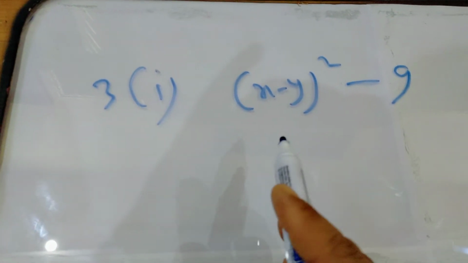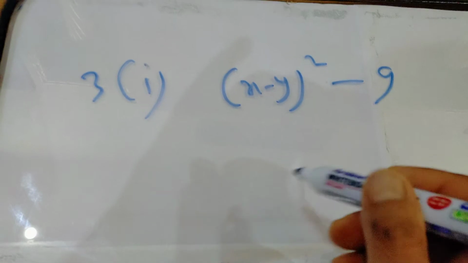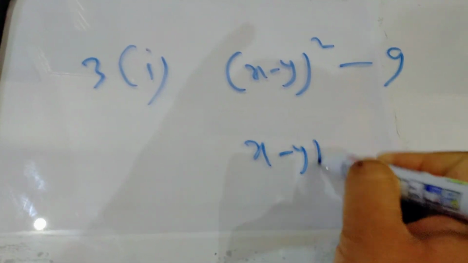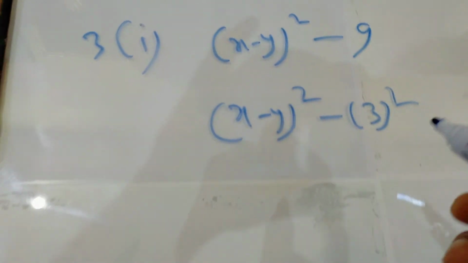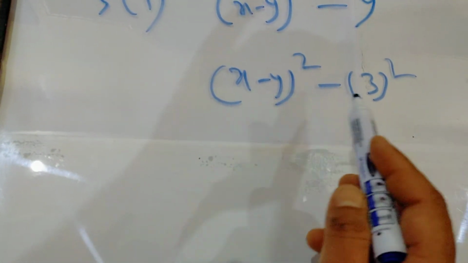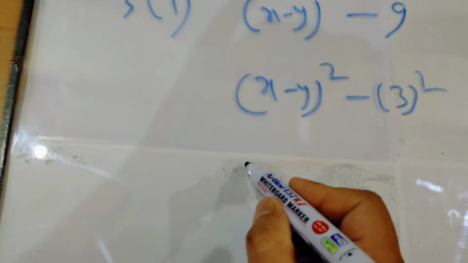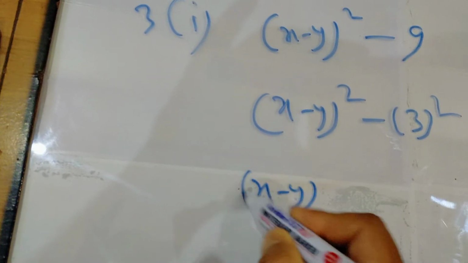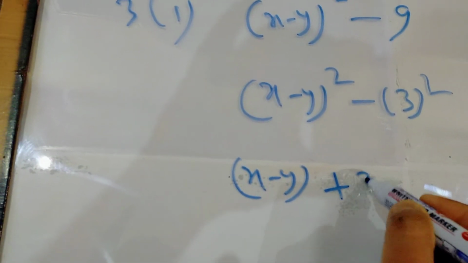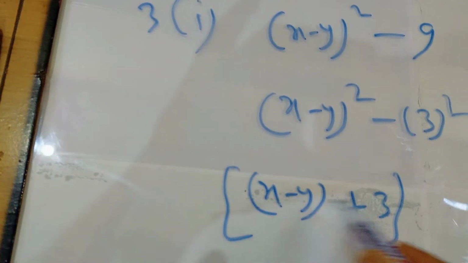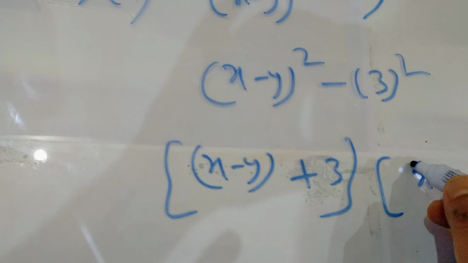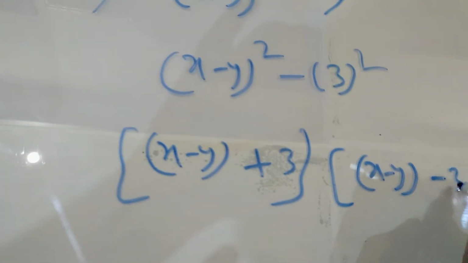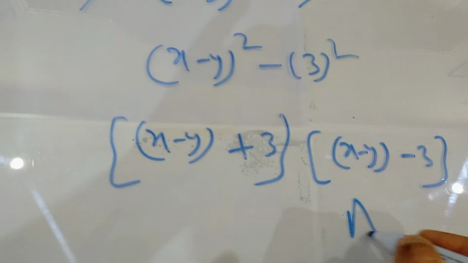Now look at this question. It is x minus y whole square minus 9. Here x minus y whole square we can write directly, and here we can write 3 square. Now here a is x minus y and b is 3. So a plus b means first I should write x minus y, this is my a, plus b, which is 3. Now a minus b means first I should write a, this is x minus y, then minus 3. So this is the answer.